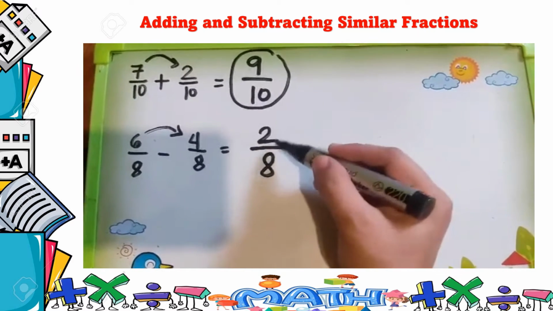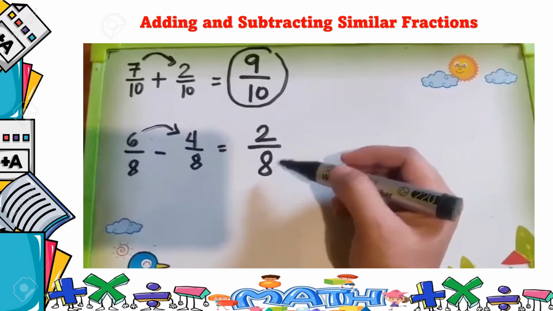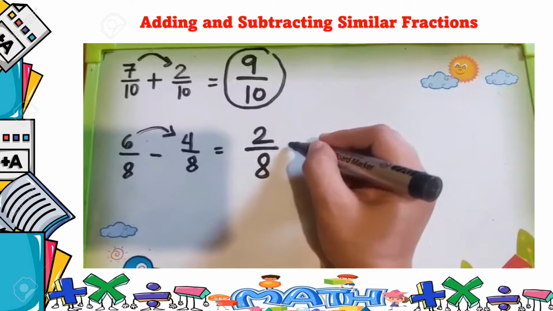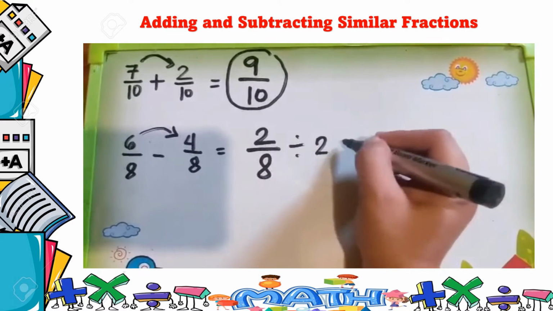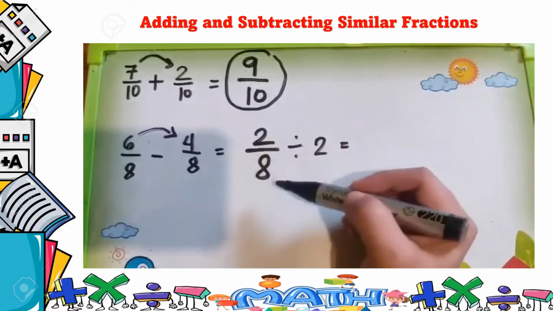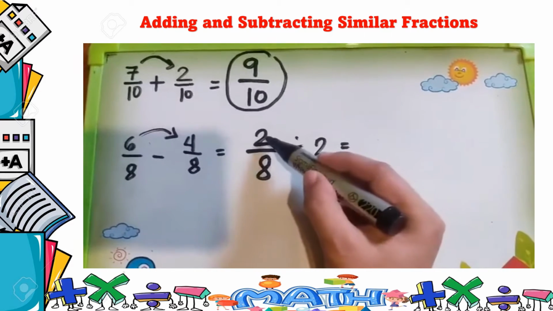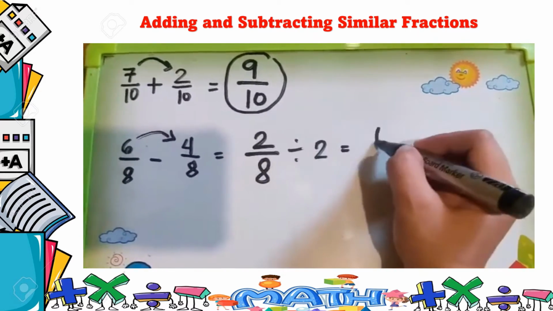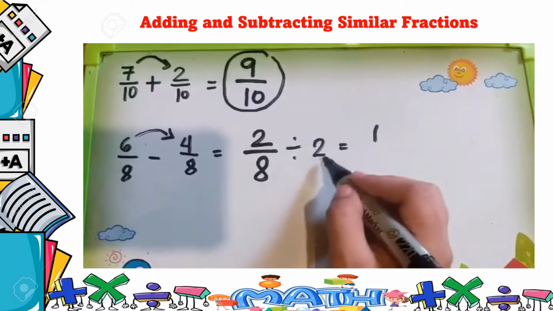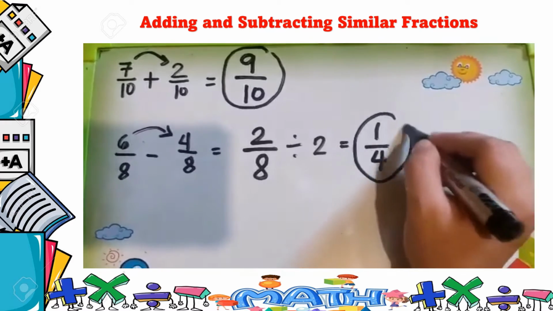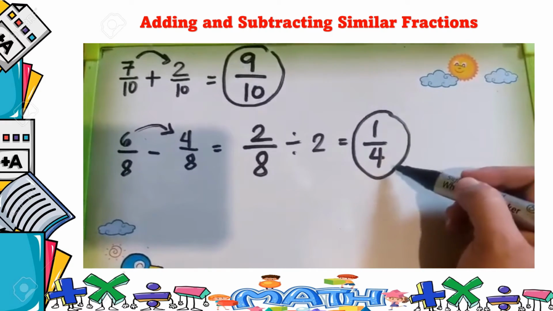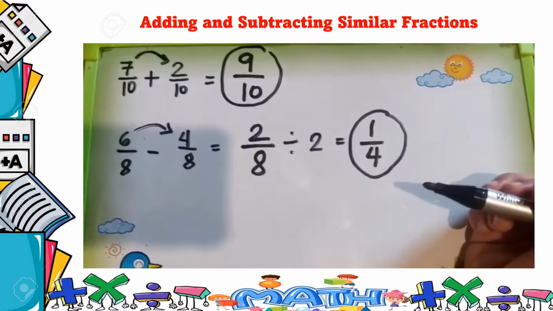2 and 8 have a common factor, which is 2. To reduce it to lowest term, we will divide both the numerator and the denominator by 2. 2 divided by 2 is 1, and 8 divided by 2 is 4. Therefore, the final answer is 1/4 or 1 over 4.